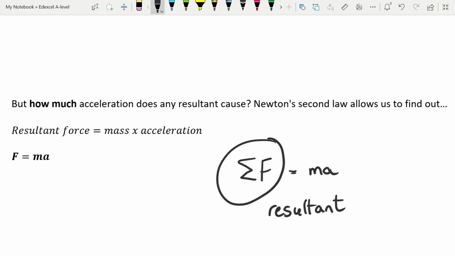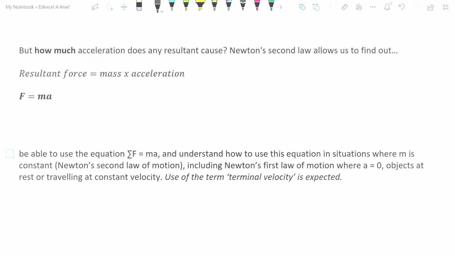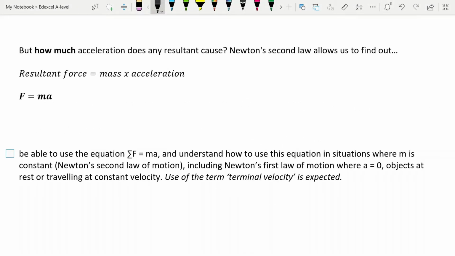Not just the force acting on the object, but the unbalanced force that's acting on the object, because that's the one that's causing the acceleration. So our second specification point was to be able to use the equation sum of F is equal to ma, or resultant force is equal to mass times acceleration, and use this equation in situations where m is constant.